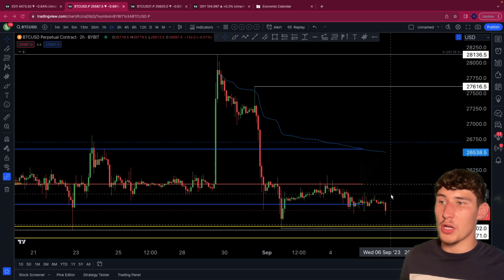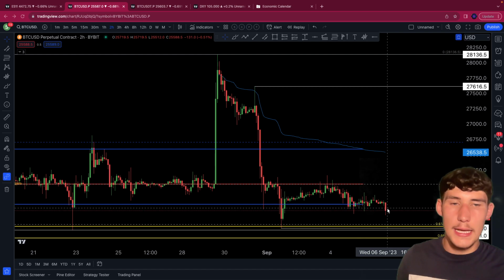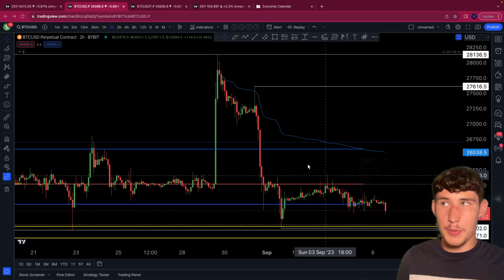So at this moment in time, we're seeing the price finally get some volatility coming in. It is pushing the price down.